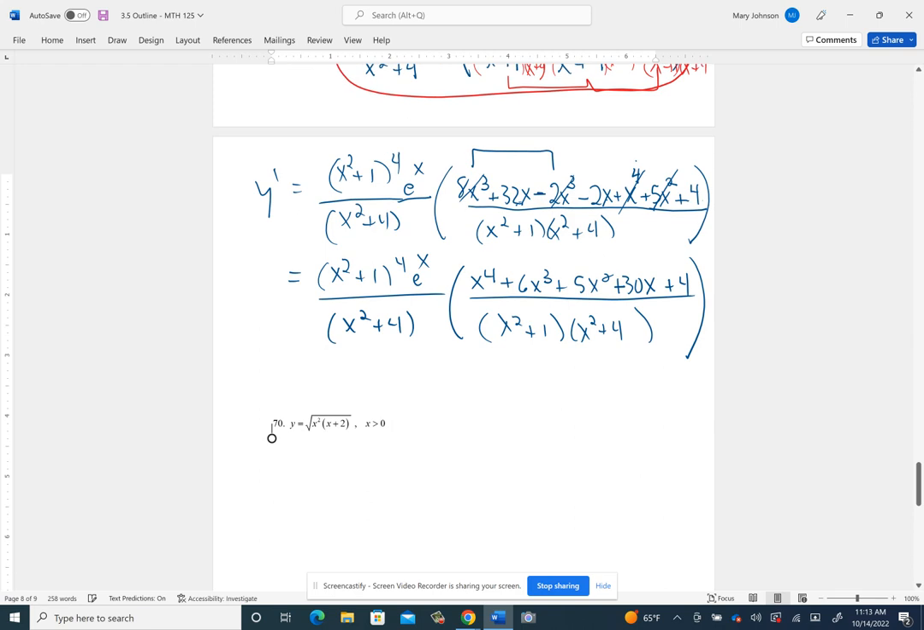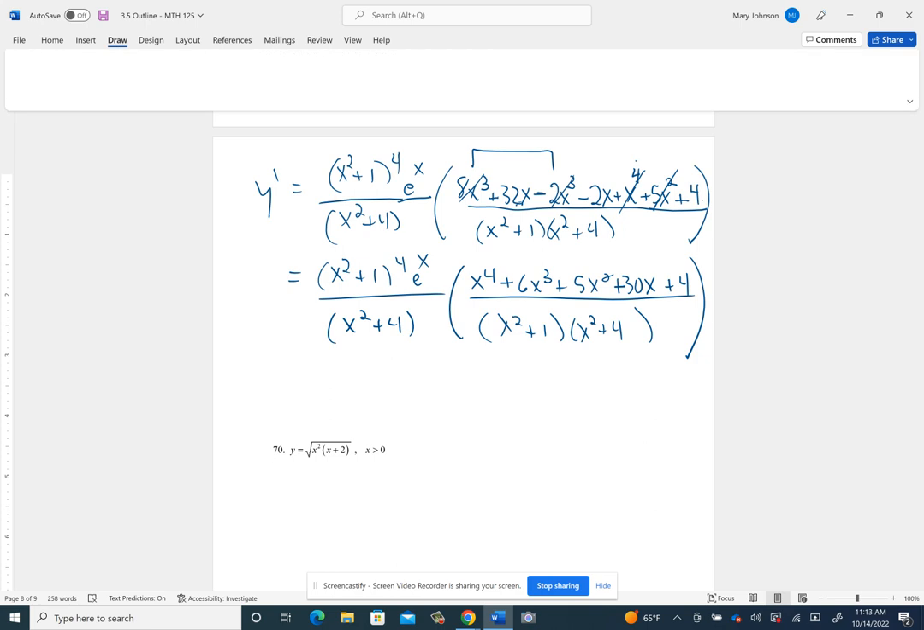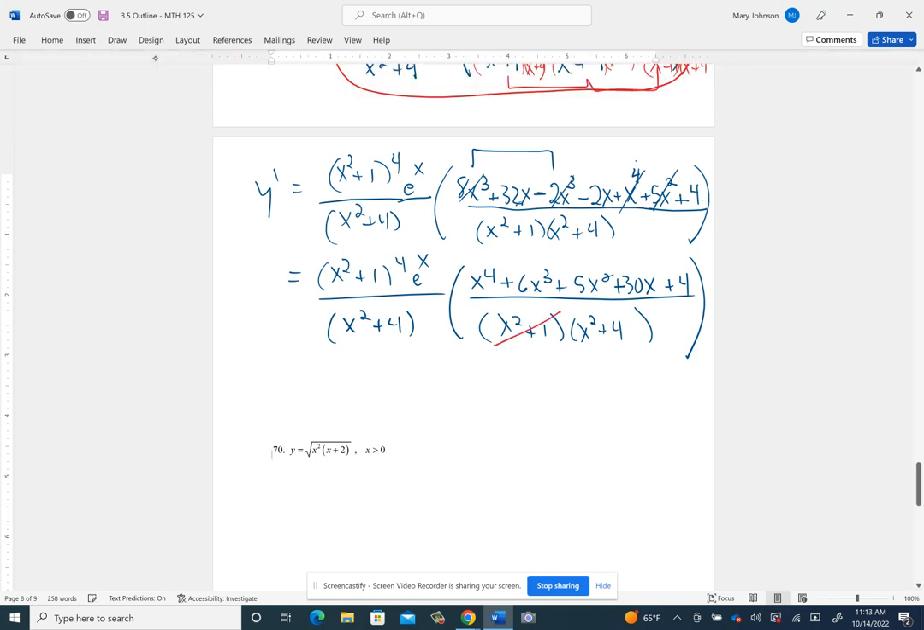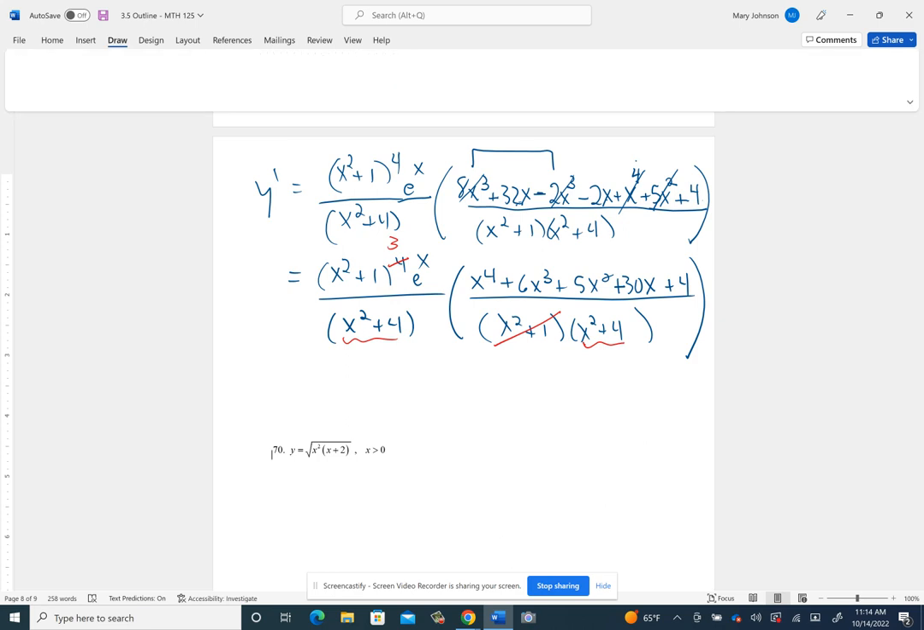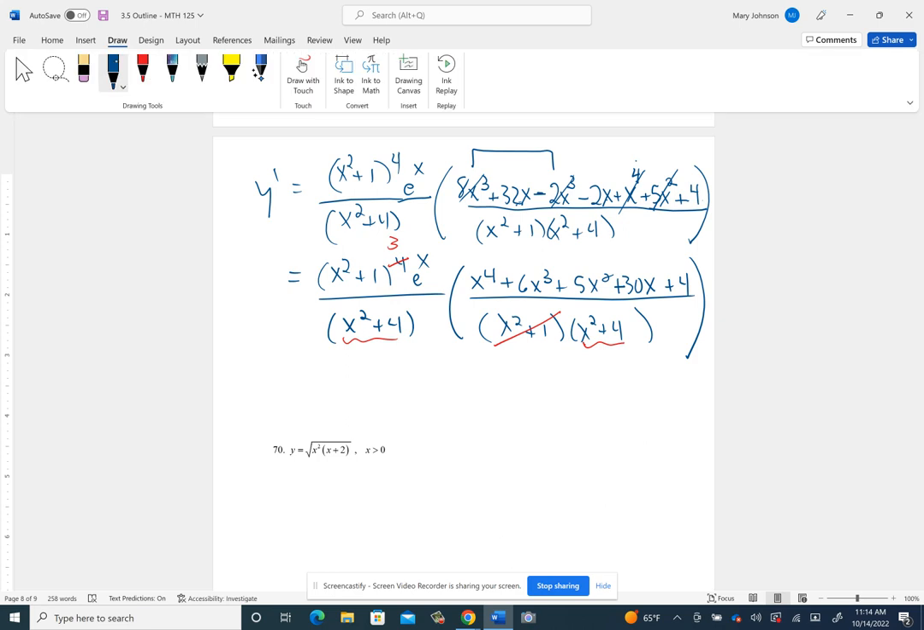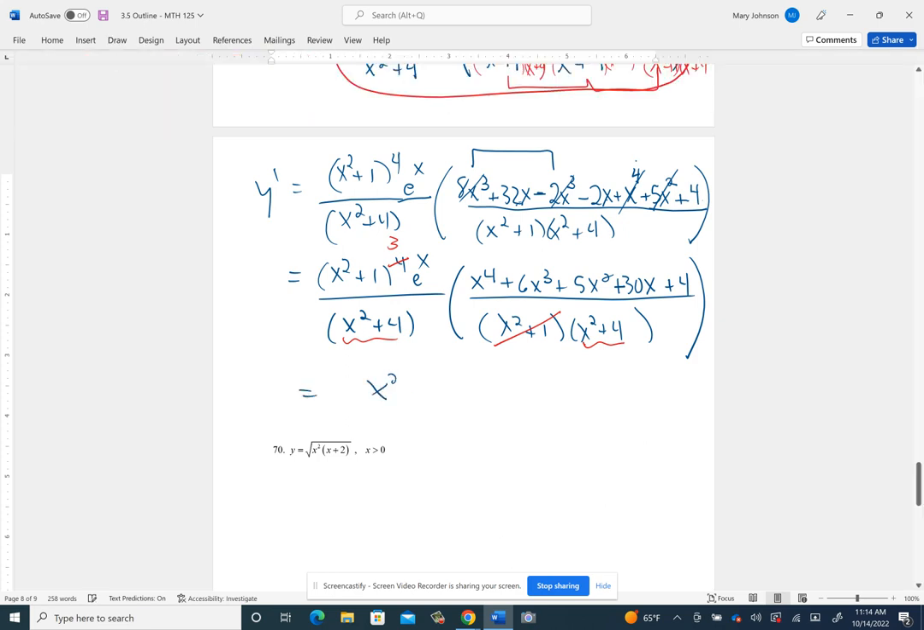And then I'm almost done. I'm just going to notice that I can knock out one of the x squared plus 1's, making that just 3 of them up there. And then I can put this together with that and get x squared plus 4 to the fourth. And so I wind up with x squared plus 1 cubed. I have an e to the x. Maybe I'll put that out in front so I don't lose it. And then I've got all this.